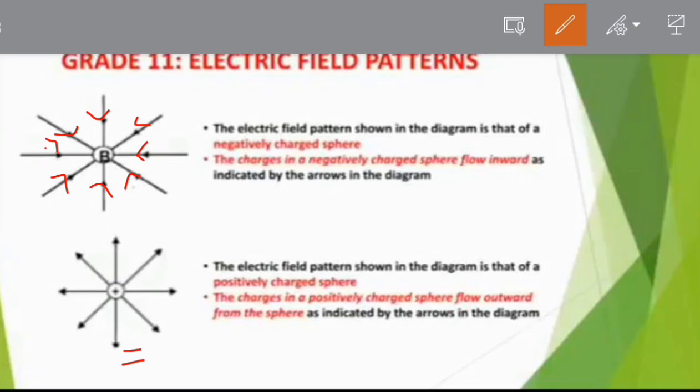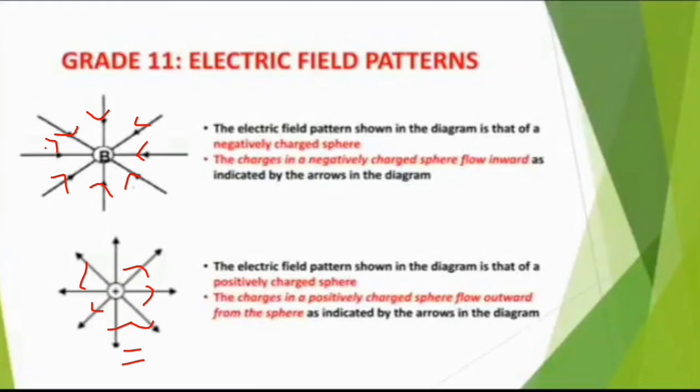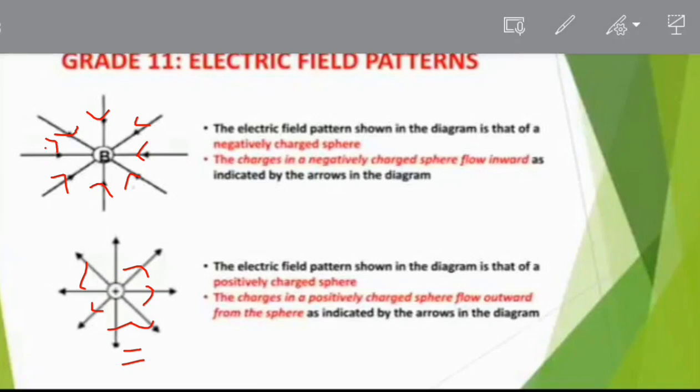This one, we say the electric field pattern shown in the diagram is that of a positively charged sphere. So the field lines of a positively charged sphere flow outward from the sphere, as indicated by the arrows. You can see the arrows are pointing away from the sphere, right? So once they are coming away from the sphere, that means this is a positively charged sphere, right? So if they want you to draw the electric field pattern of individual spheres, then that's how you draw those, right?